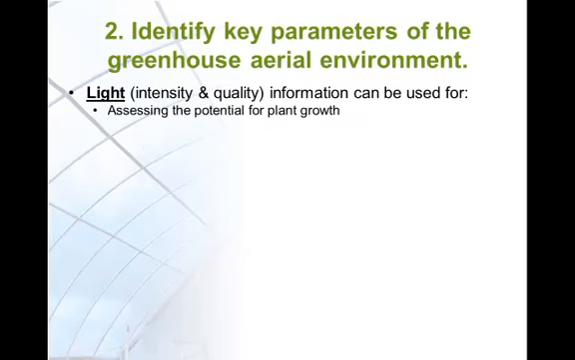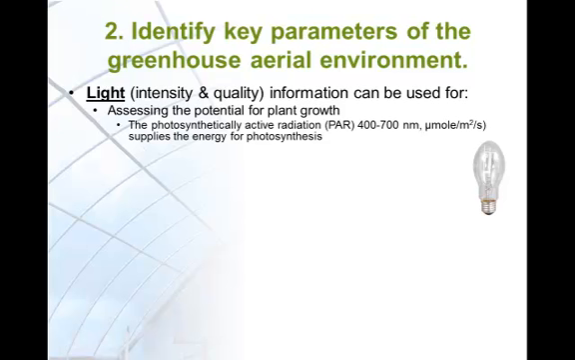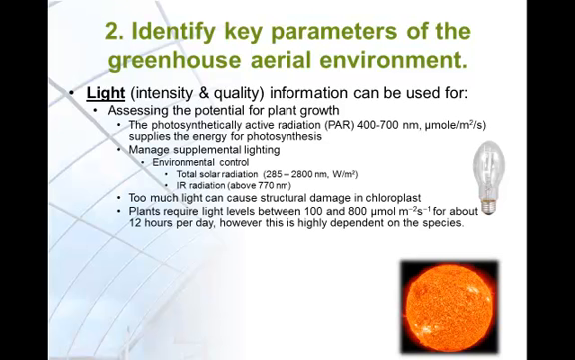The proper management of light intensity and quality is of the utmost importance in the greenhouse environment. The portion of the electromagnetic spectrum that is useful for photosynthesis is wavelengths from 400 to 700 nanometers. Supplemental lighting in greenhouses is usually dependent on the amount of solar radiation received in the specific climate. Too much or too little light is not healthy for plant growth. Structural damage to chloroplasts can be caused by too much light. It is recommended that plants receive between 100 and 800 micromoles per square meter per second for about 12 hours per day. The level of light exposure is dependent on the species of plant.